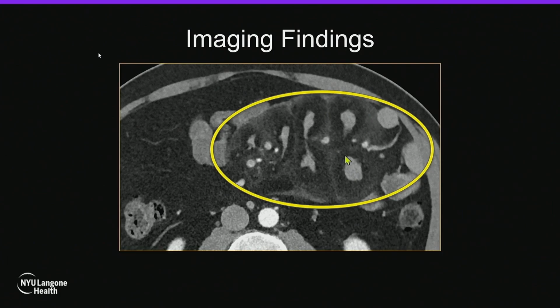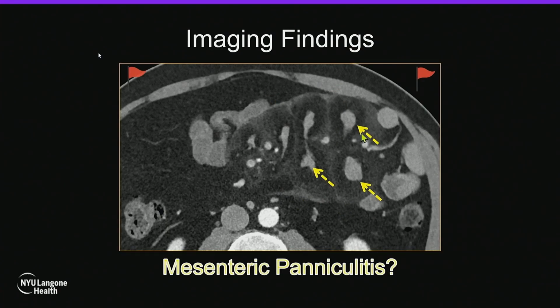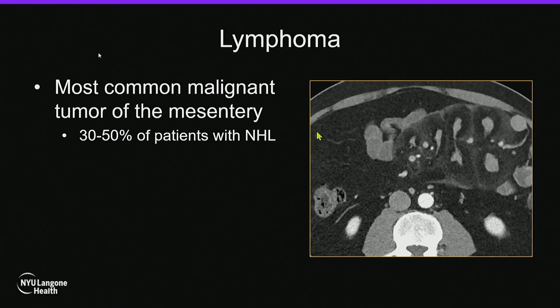So again, we see all this misty mesentery. You've got this relative mass effect, this clear delineation of the tumoral pseudocapsule, the fat ring sign, and then again some nodes. Mesenteric panniculitis, what do you guys think? So this is an example of lymphoma, right?